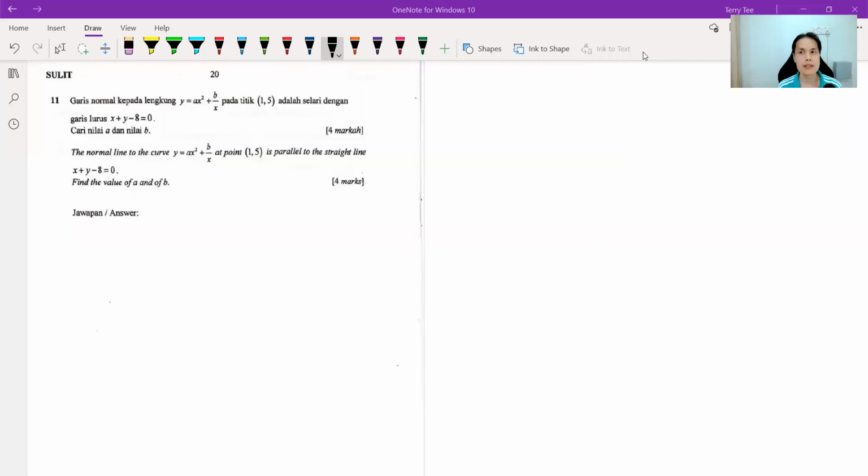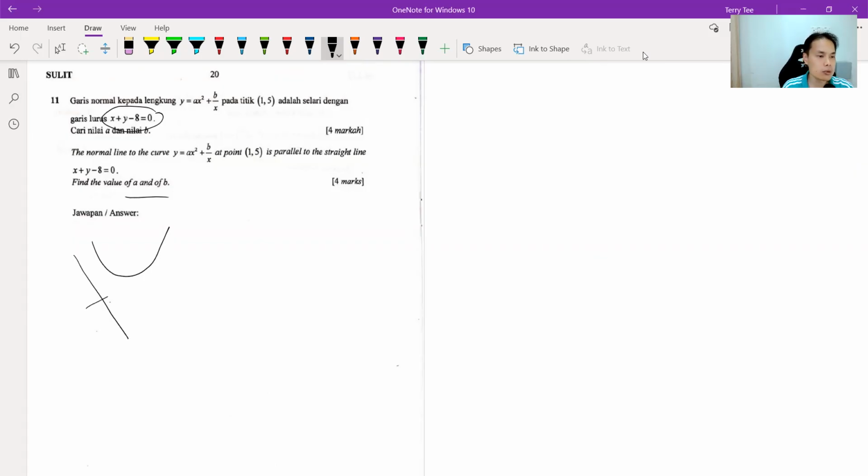Okay, question number 11. This is from the chapter Differentiation, from 5 chapter 2. So here we have a normal to a curve that is parallel to this straight line. We're supposed to find the value of a and b. So let's say this curve looks like this. This is the straight line.